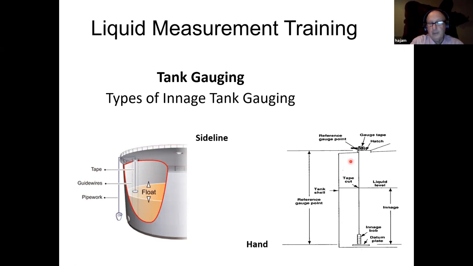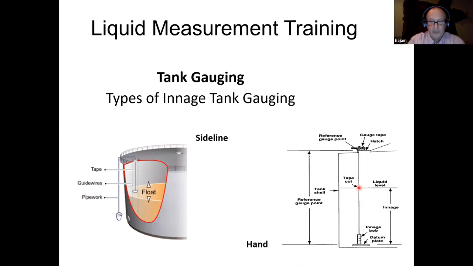Over here's another example of hand gauging, the innage type, of course, where we go all the way to the bottom of the tank. We measure the level on the tape here. And then from that level, using the strapping tables, we determine the volume in the tank.